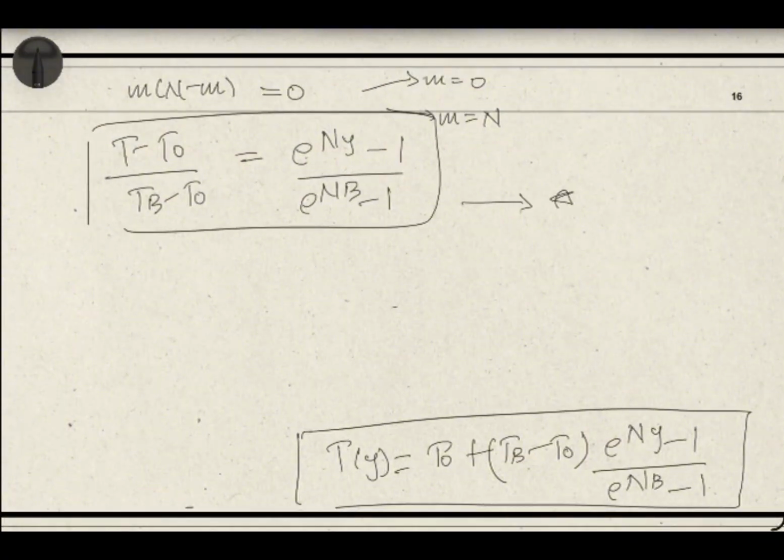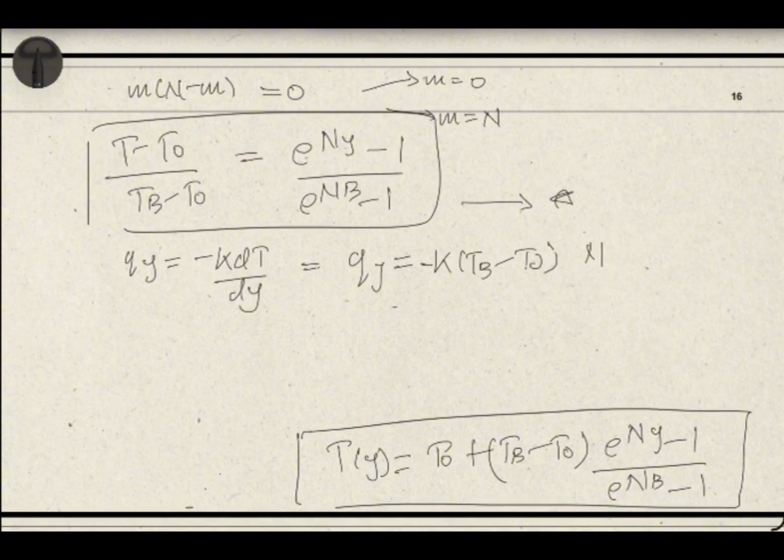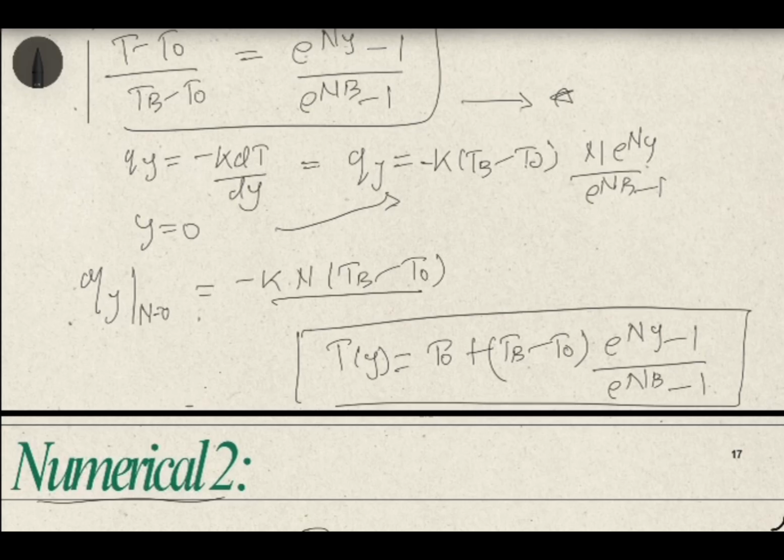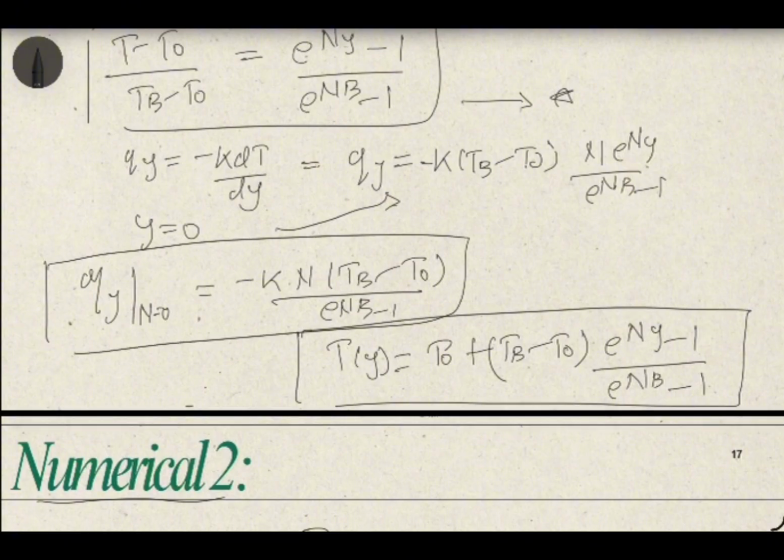Now they have also asked us the conduction heat flow at the lower plate. So we know Qy is nothing but minus k dT by dy. So we can differentiate this equation and we can get Qy as minus k Tb minus T0 into n e to the power ny upon e to the power nb minus 1. As we want the heat flow conduction at the lower plate, we can put y equal to 0 in the above equation. So we can get Qy at y equal to 0 as minus k n Tb minus T0 upon e to the power nb minus 1. So this is the flux that is passing by conduction from the lower plate.